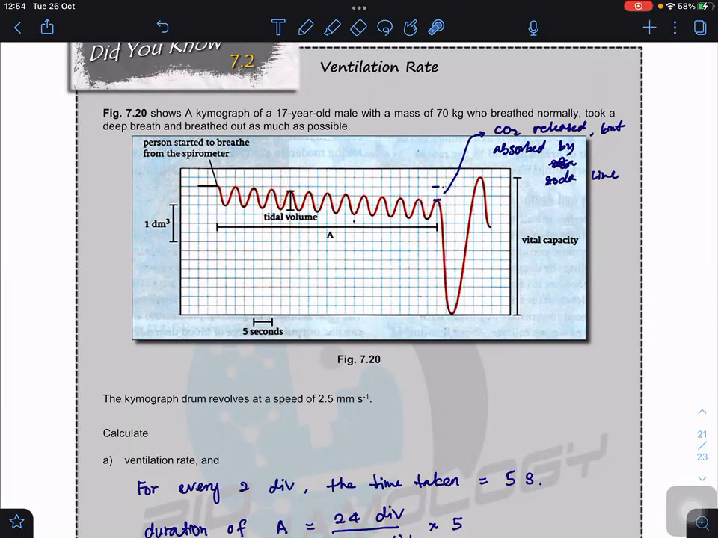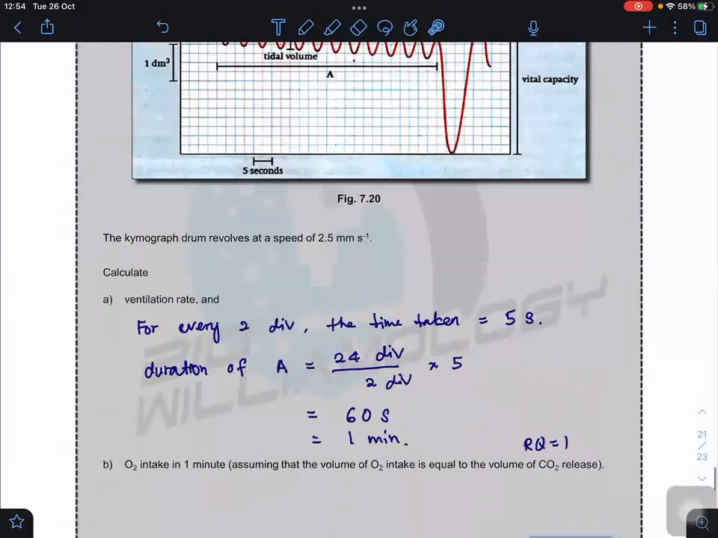5, 5, 5, 5, 5. Toward the end, you can see that it's 1.5 divisions. So the volume of CO2 is equal to 1.5 divisions out of 4 divisions. Each division is 1 dm cube. So calculate, give me the answer, to 3 significant figures.